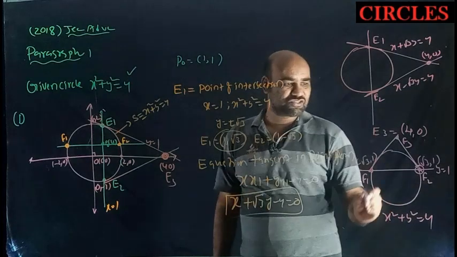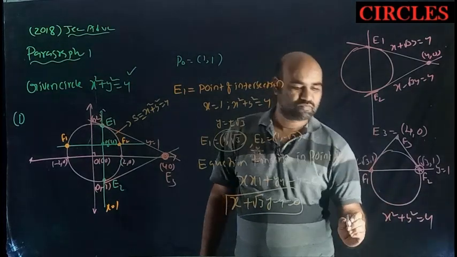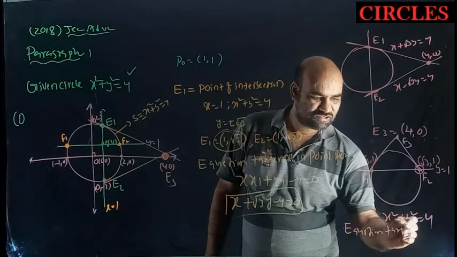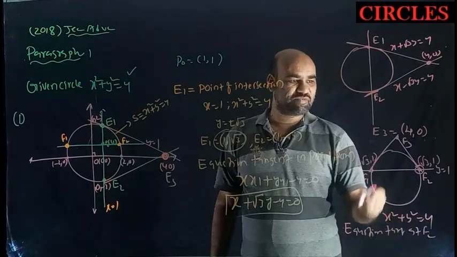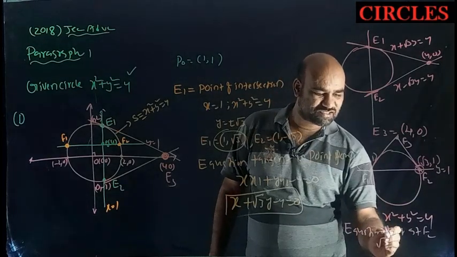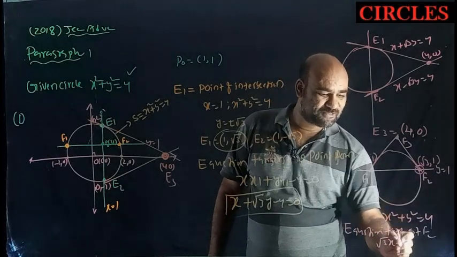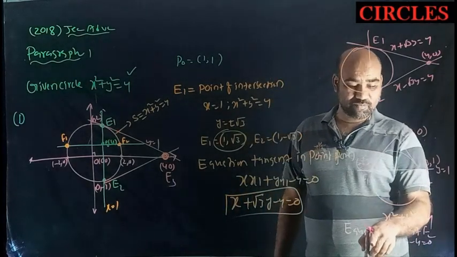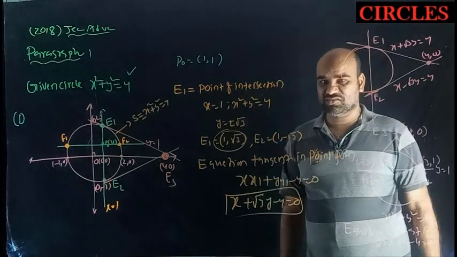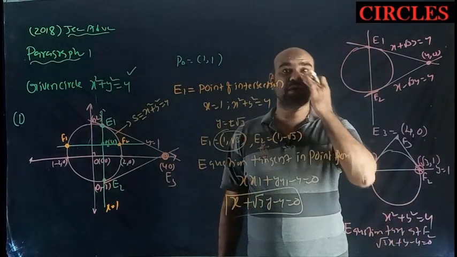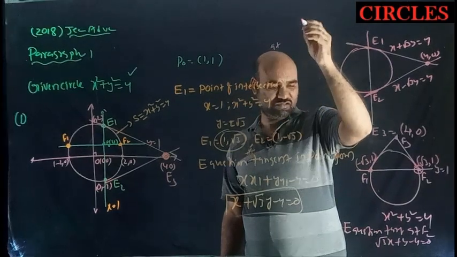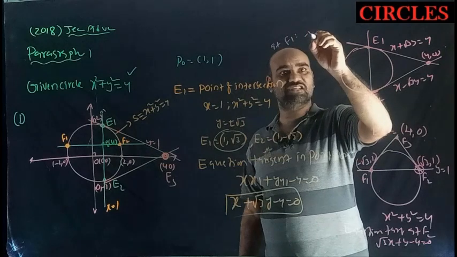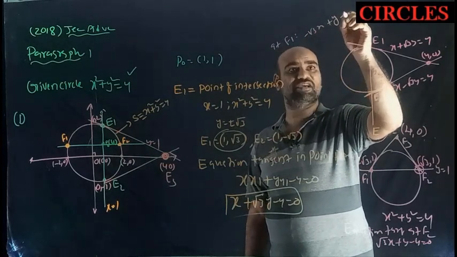The equation of the tangent at F2, same xx1 form: root 3x plus y1 y minus 4 equal to 0. So at F2 what happened? Minus root 3x plus y minus 4 equal to 0. And at F1, what is the equation? Root 3x plus y minus 4 equal to 0.